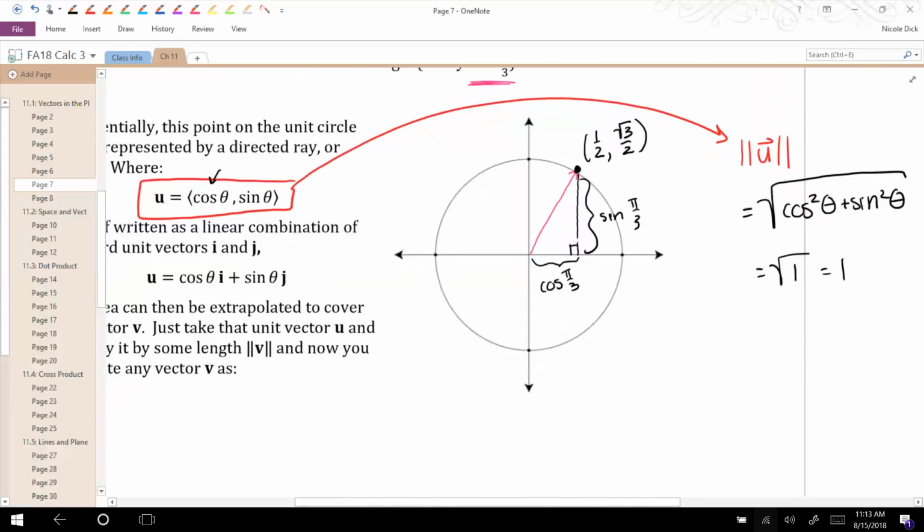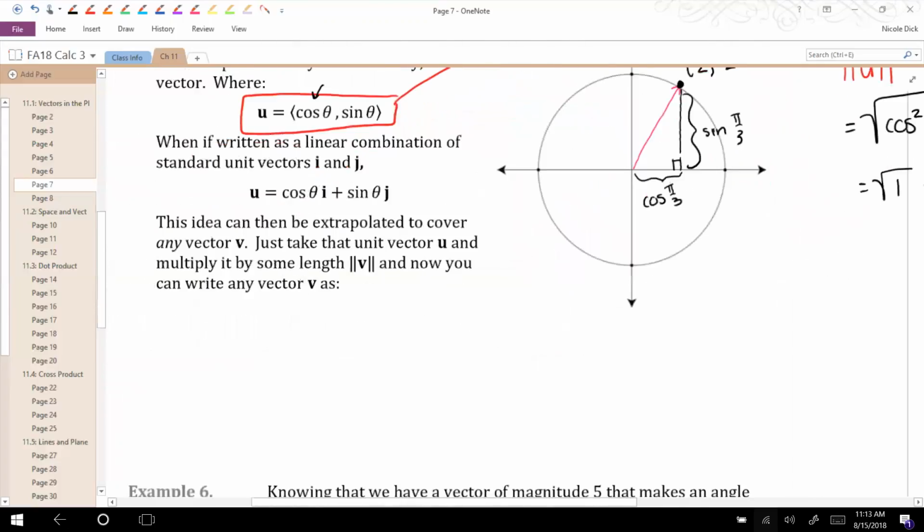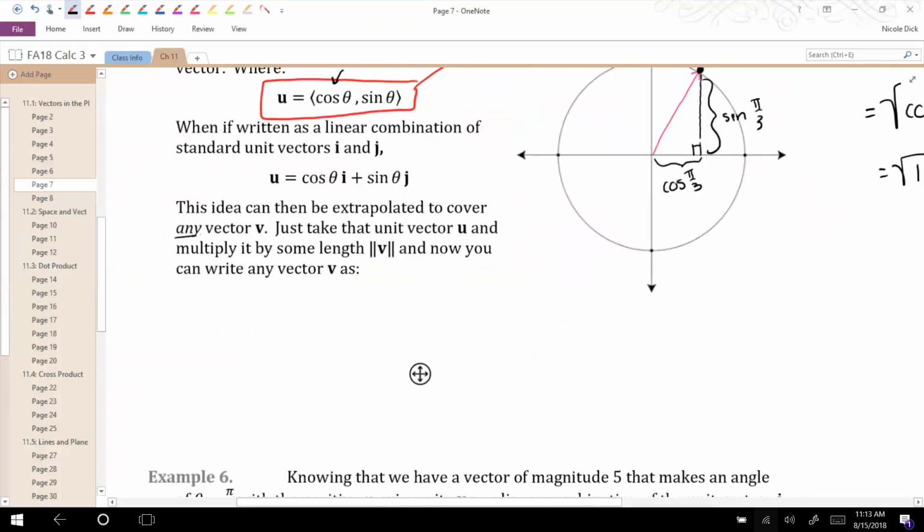What do we do to the vector to change its length? Multiply by a scalar. That's all this is doing here. So if we want to be able to cover any vector with any length, we're just going to multiply by some given length here. The magnitude of a vector is a scalar. It's just a number out there.